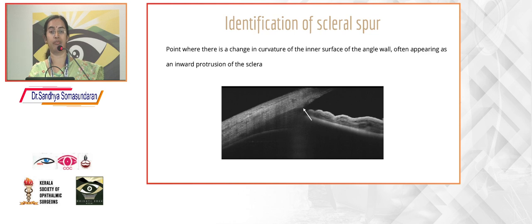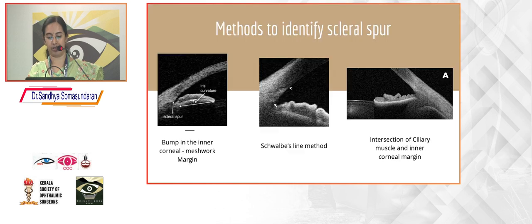You can see that inward protrusion of the sclera, that is defined as the scleral spur. So what are the three methods? One is, as we described earlier, the bump in the inner corneal meshwork margin, this projection. Next, you can identify the Schwalbe's line, which is the termination of the Descemet's membrane, and from there around 700 to 1000 microns is the scleral spur.